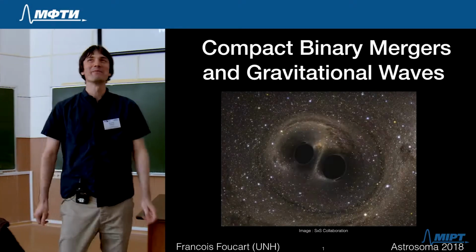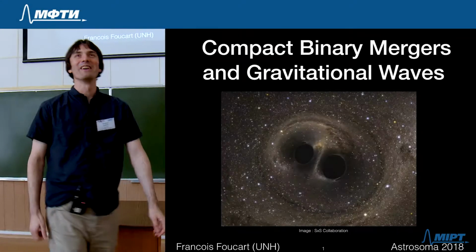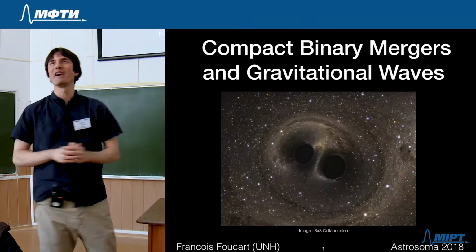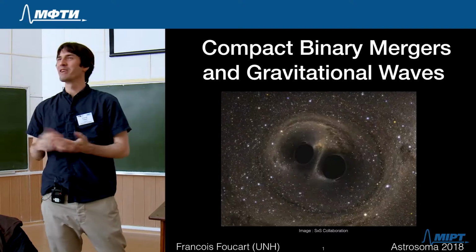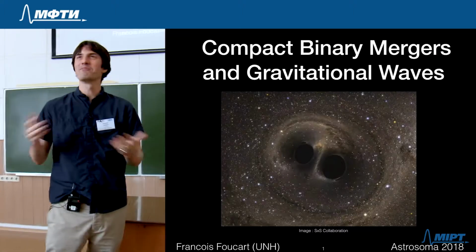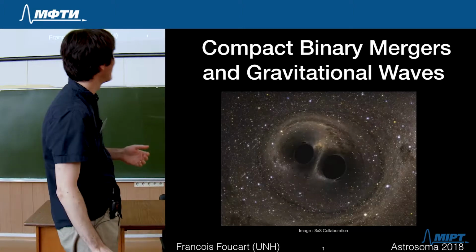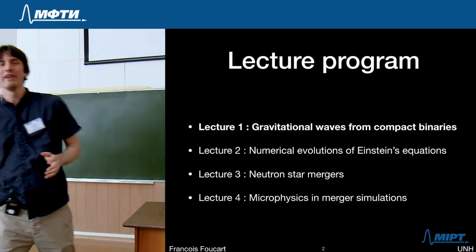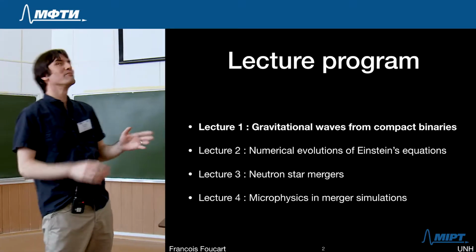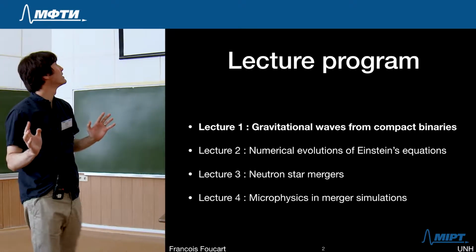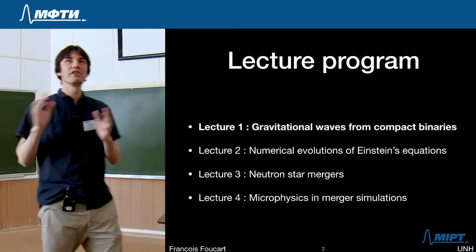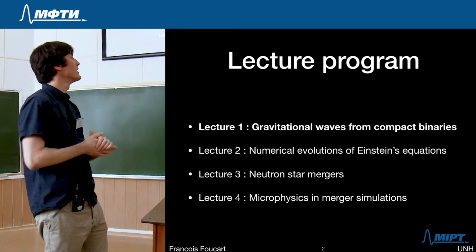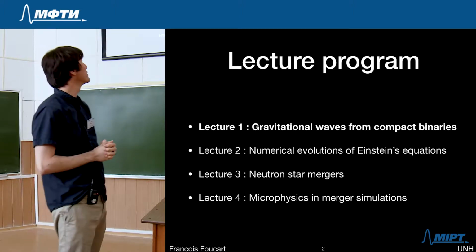So yeah, I'm going to be talking about binary mergers, so black hole binaries, such as the one shown here, which is not an actual binary, but a visualization of a numerical simulation of a merger, as well as black hole neutron star and neutron star binaries. And so the general idea is that we are going to switch between astrophysics and computational methods during those 4 lectures. Today, I'll talk about gravitational wave sources. I'll talk about gravitational wave detections and also what we can learn from these observations.